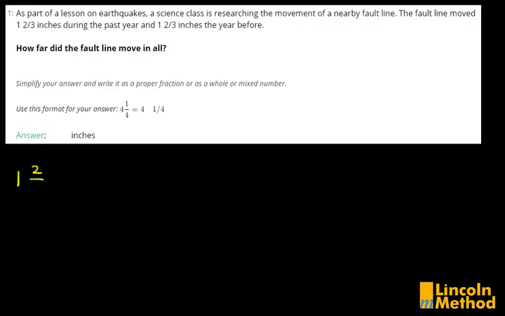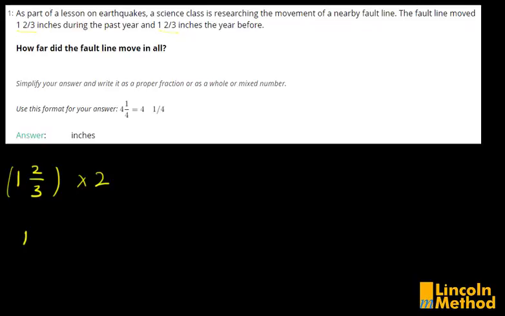1 whole 2 over 3 in the past year, and it moved by the same amount the year before. So we have 1 whole 2 over 3, and I can say that we're multiplying this by 2 since we have this here once and then we have this here twice. We need to add both of these or multiply this by 2 and find out the answer.